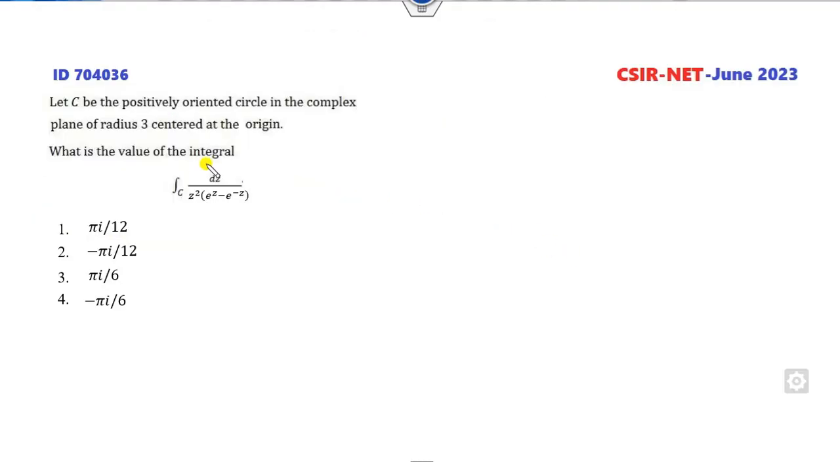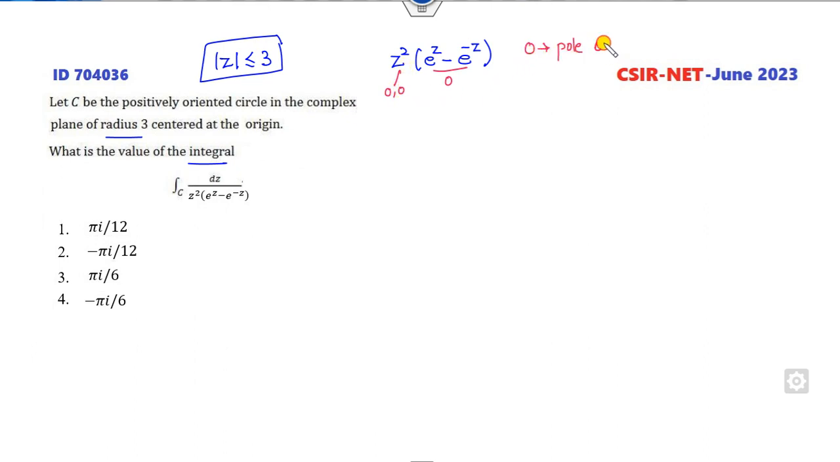The first question is to find the value of this integral. The radius is 3, the center is 0. You first have to find the poles of this. Clearly this is the denominator. Now clearly, 0 is the double root of this, which means 0 is my pole. The order is 3.